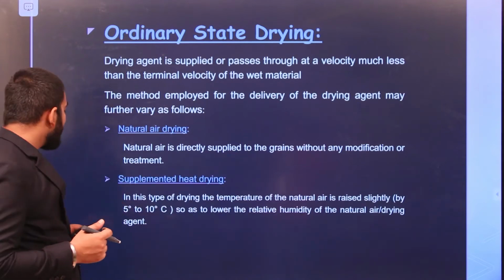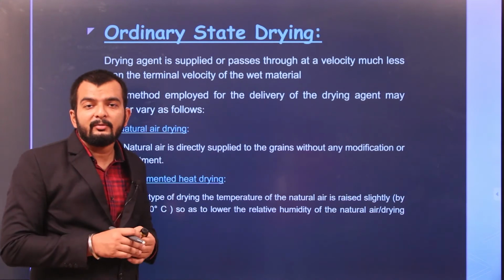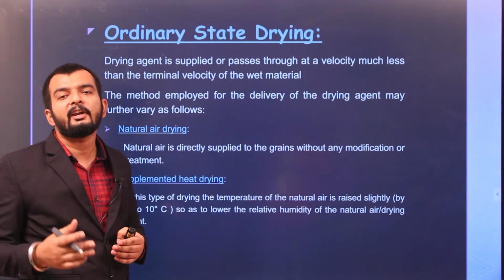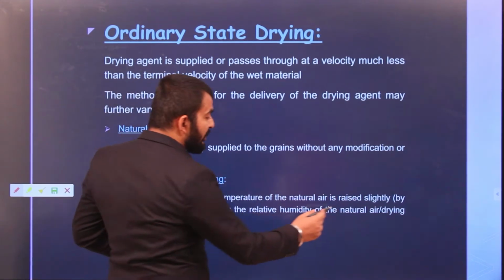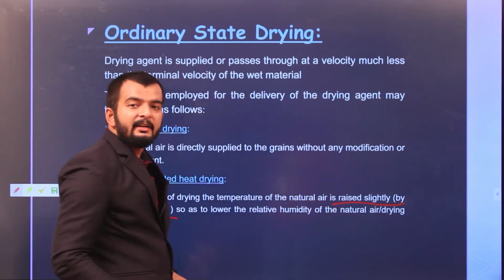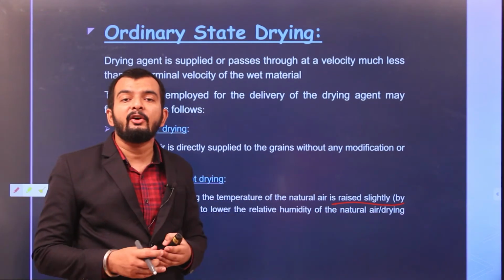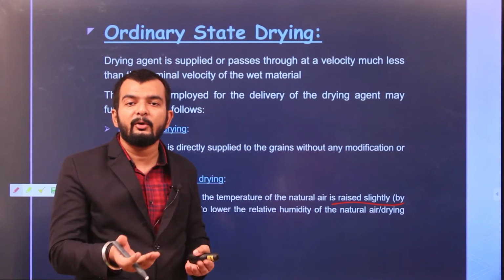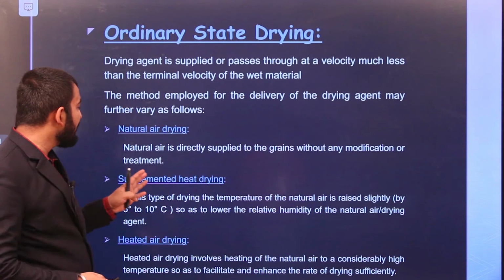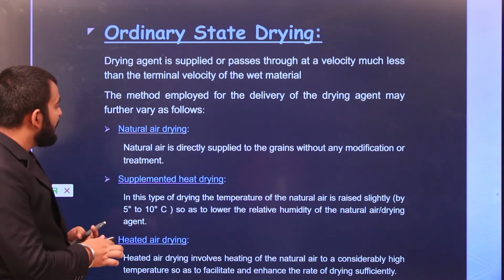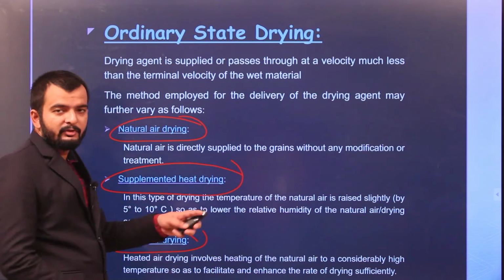Okay. Second is supplemented heat drying. In supplemented heat drying, suppose the temperature of the surrounding air is not enough to heat the grains or remove the moisture. So what we'll do in this case is raise the temperature of the air slightly, by 5 to 10 degrees Celsius, so that the relative humidity of the air will decrease and it can absorb moisture from the grains. Okay. So in the case of ordinary state drying, we have these three types of drying: natural drying, supplemented heat drying, and heated drying, which we have just dealt with.